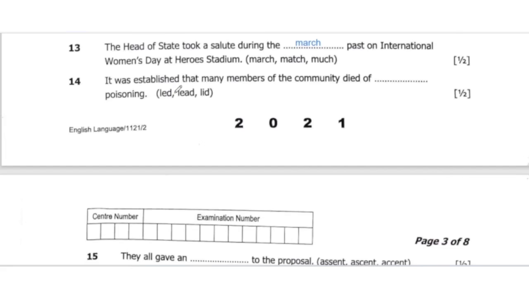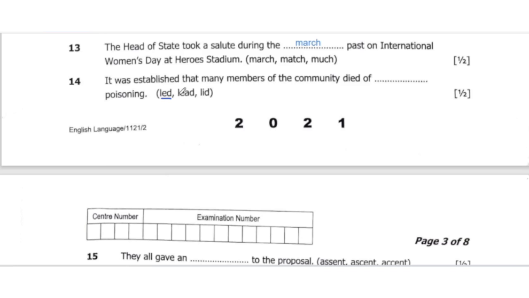Okay, we go to question number 14. It was established that many members of the community died of dash poisoning. When we look at this one, lead, in terms of reading, like being a leader, as you are doing something, maybe you are in the forefront, moving ahead of others, you read in the past tense. Now it happened some seconds back, you are the one who was showing the way. Then you can say red, yeah?